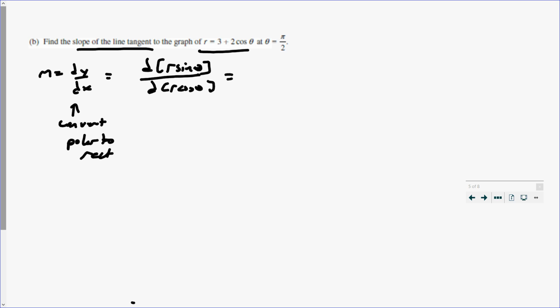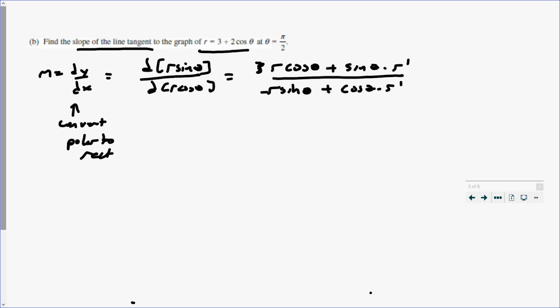And now we can take the derivative. How do we take the derivative of r sine theta? That, of course, is our product rule. So let's see here. We're going to get r times the derivative of the second, which is cosine theta, plus the second, sine of theta, times r prime, divided by, let's take a look here. On the bottom, same thing, product rule: r times negative sine theta, that's the derivative of cosine, plus the second, cosine theta, times r prime. And we know what r is, so let's see what r prime is going to be.